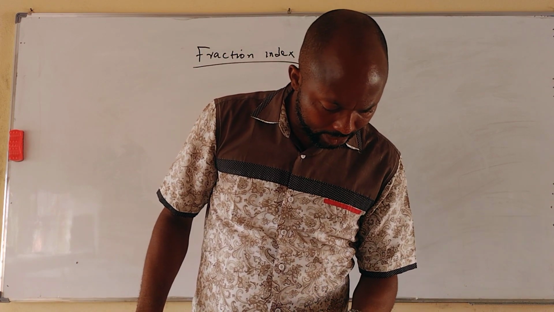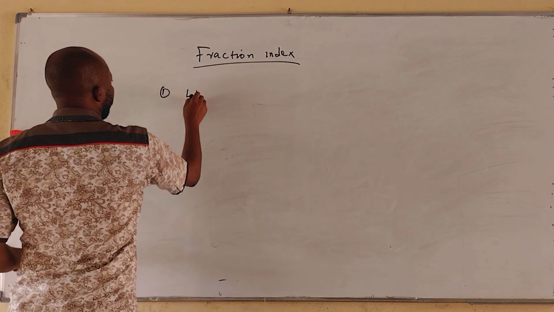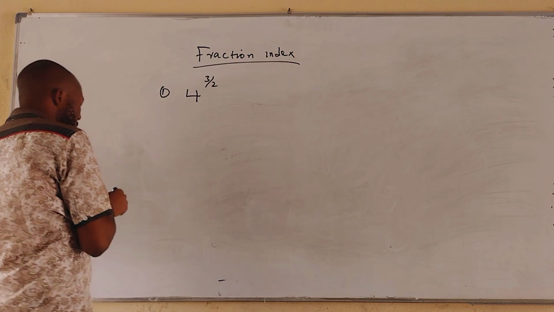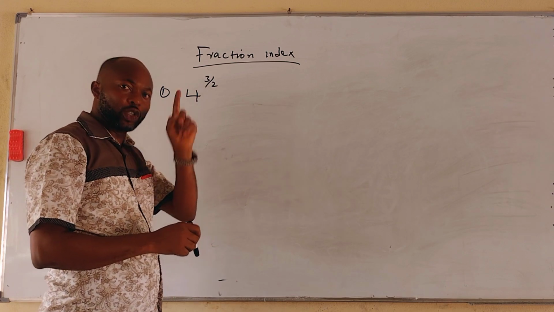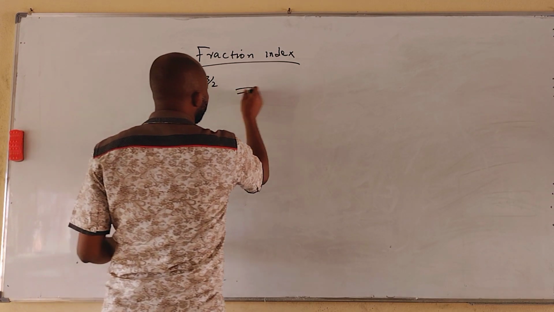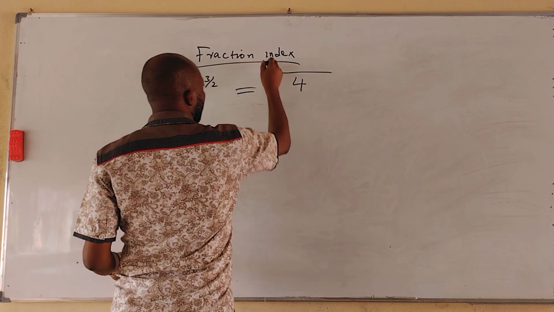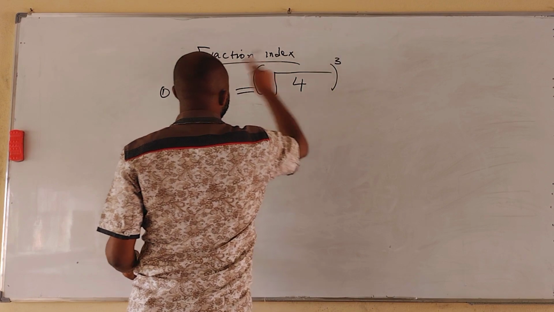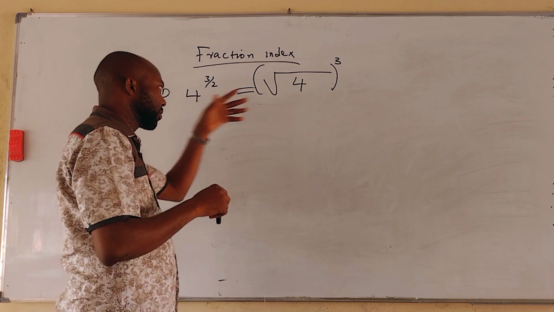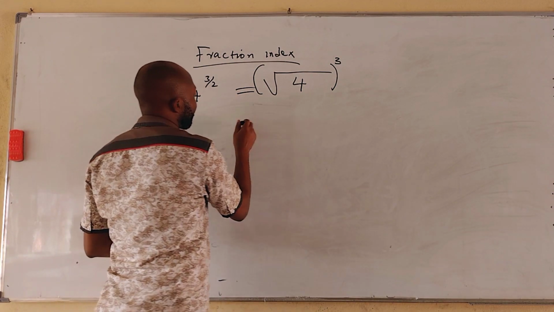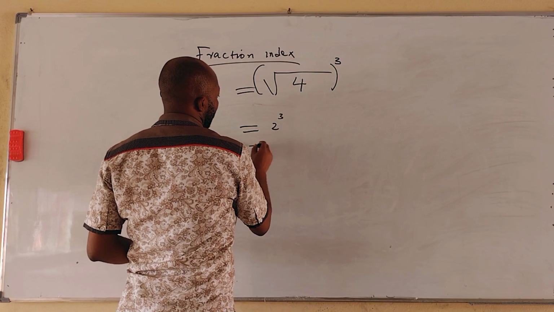So let's take examples. Number 1: 4 raised to the power 3 over 2. What is down here forms the root, and here we have 2, so it's the square root. So this becomes the square root of 4 raised to the power of 3. What is up here gives us the power, and what is down here gives us the root. If I want to simplify this, the square root of 4 is 2, raised to the power 3, and this is 8.